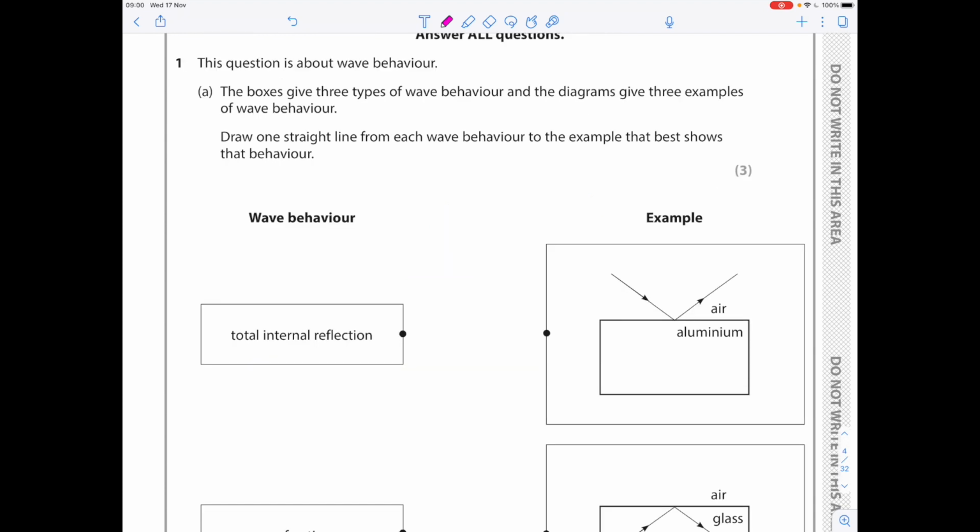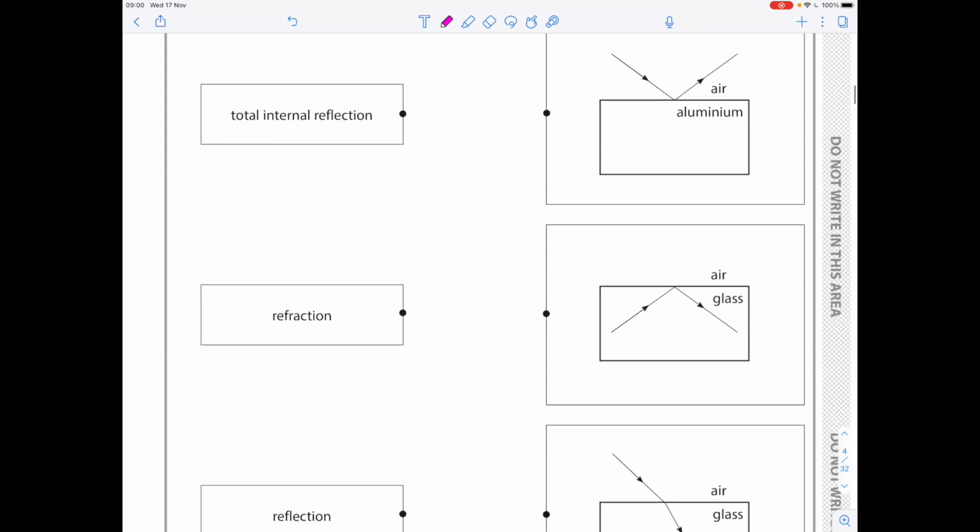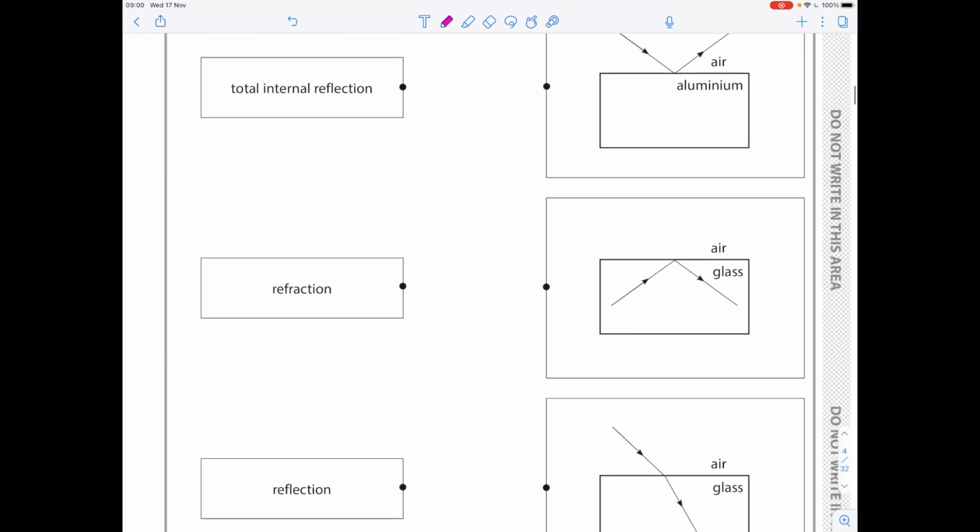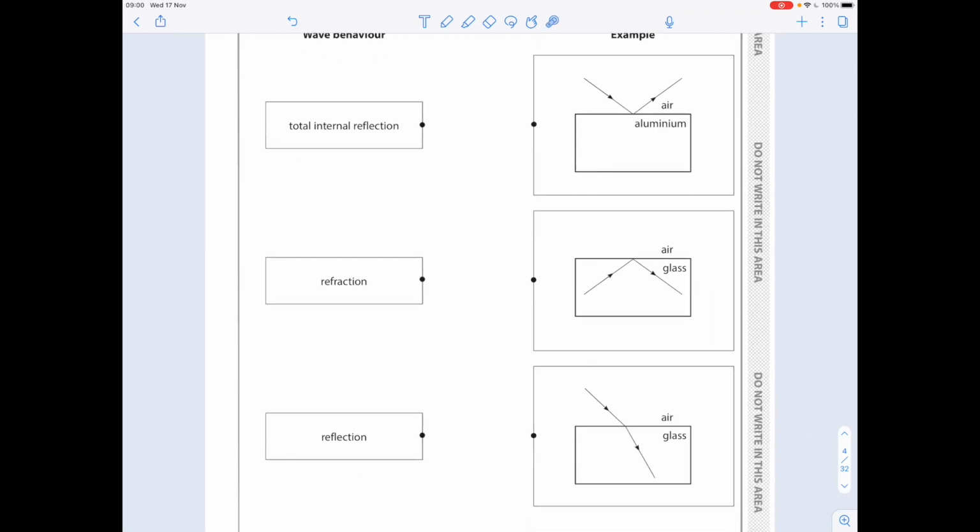This question is about wave behaviour. The boxes give 3 types of wave behaviour and the diagrams give 3 examples of wave behaviour. Draw one straight line from each wave behaviour to the example that best shows that behaviour. Okay, total internal reflection, as the name suggests, reflection, so it's bouncing, and it's internal, so it's all taking place within, which is why it's this one here.